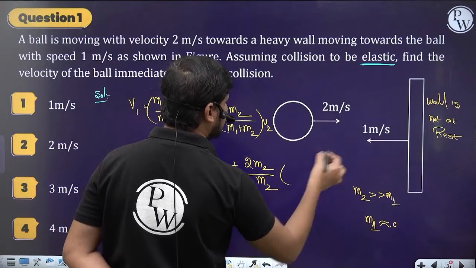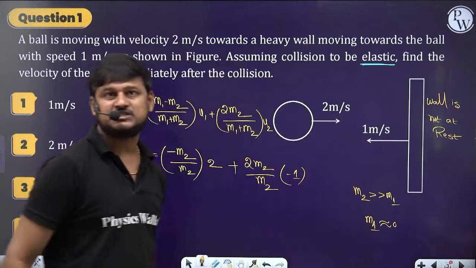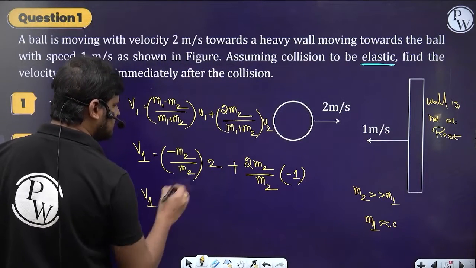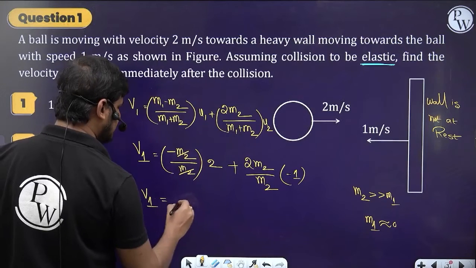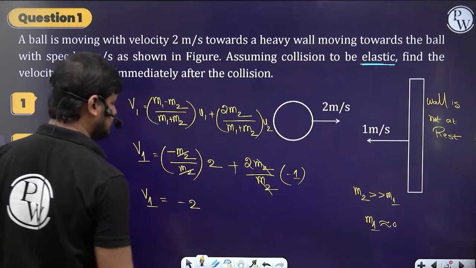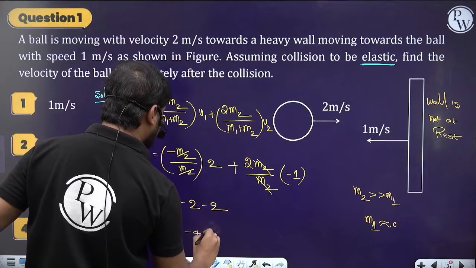So u2, shall I take it as -1 because the wall is moving with a speed of -1, right? Initial. So from here the v1 velocity will be, m2 gets cancelled. So this is -2. So here m2 gets cancelled. So -2. So total it's going to be -4 meter per second.